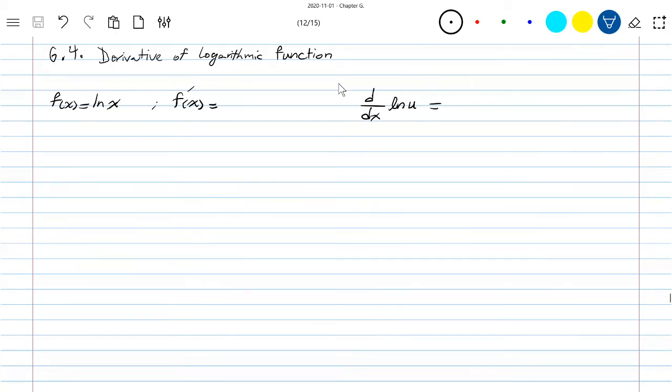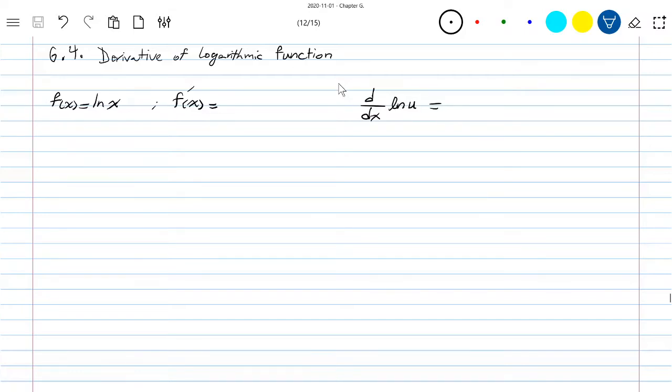Welcome back. Today we're going to talk about derivative of logarithmic function. Section 6.4. I'm going to do this in two parts. This is part one of the lecture video. I'm going to only focus on the ln function. We're going to talk about the derivative of an integral of ln x.